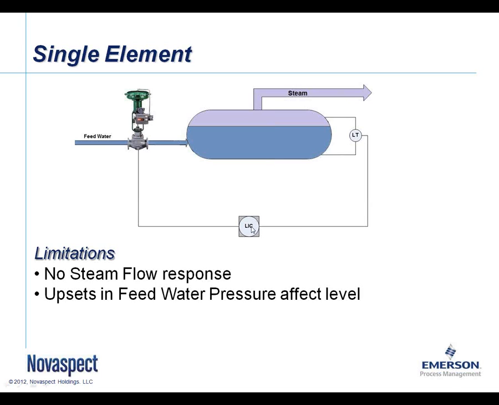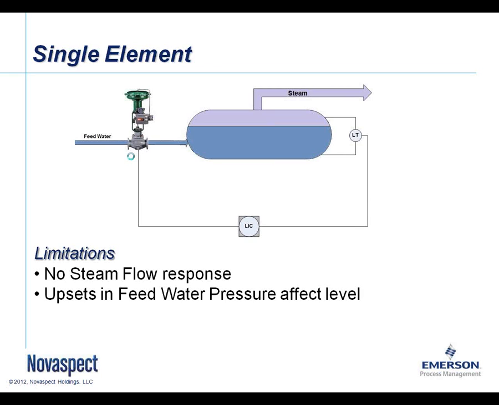So we have a level controller, and then we have our final control element, a feed water control valve. In this case, one of the limitations here really is our lack of steam measurement. We have no way to anticipate needs or changes in feed water flow based on any type of change in the steam flow leaving the drum. The other challenge we have is we don't have any way to deal with or address upsets in feed water pressure, which ultimately will affect the flow through the control valve.